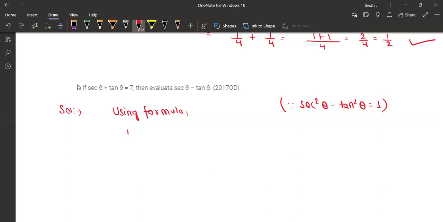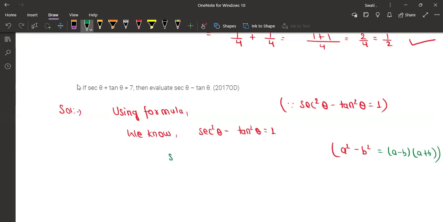So using this formula, we know that sec square theta minus tan square theta is equal to 1. And now this is in the form of a square minus b square. And you know what a square minus b square is? A square minus b square is nothing but a minus b into a plus b. So using this formula, I can write this as sec theta minus tan theta times sec theta plus tan theta, if I consider sec as a and tan as b, is equal to 1. Now here you can notice that sec theta plus tan theta, now we can make use of the given information.